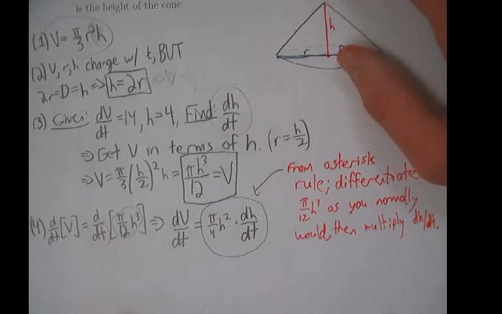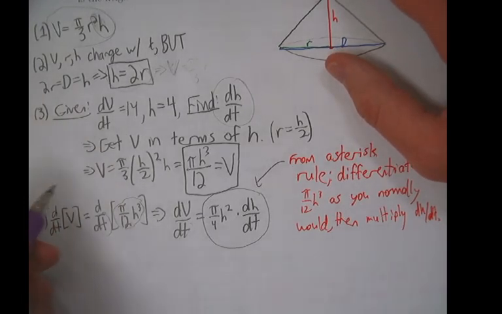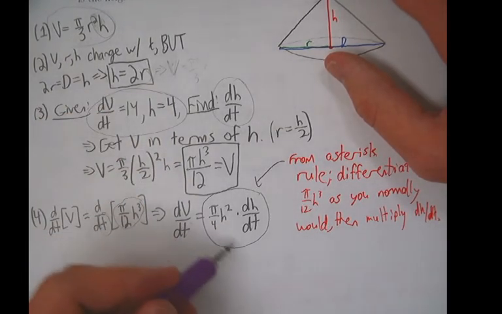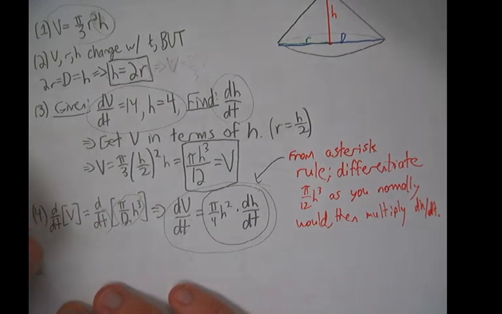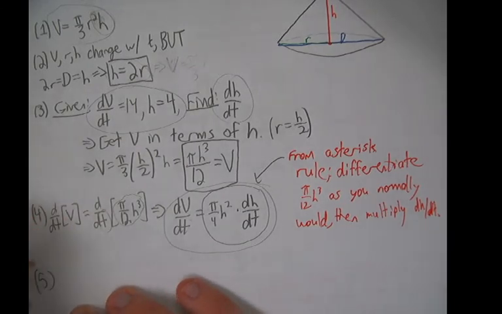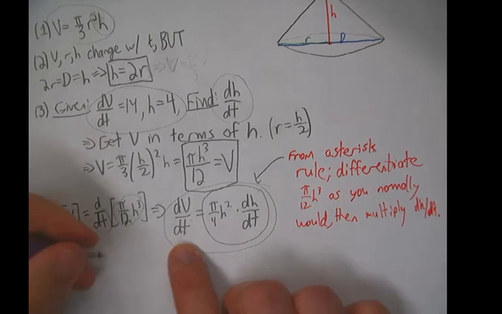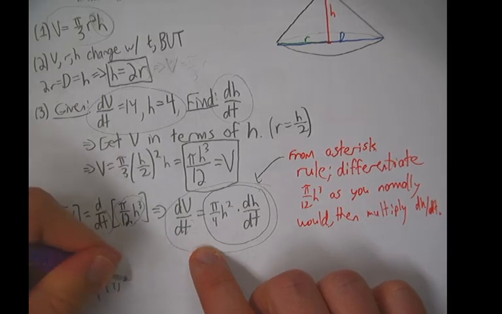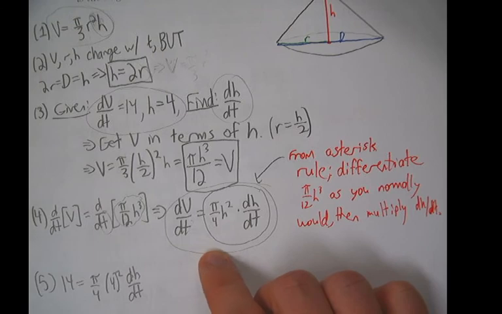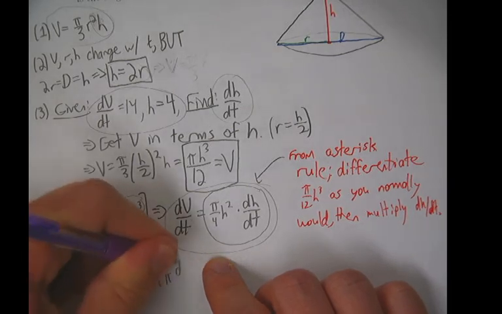Now that we have all that, let's plug our given values into our equation to get dH/dt. We have dV/dt, which is 14, equals pi over 4 times 4 squared times dH/dt. So in this case, we just have 4 squared over 4, which simplifies pretty nicely to just 4 pi.